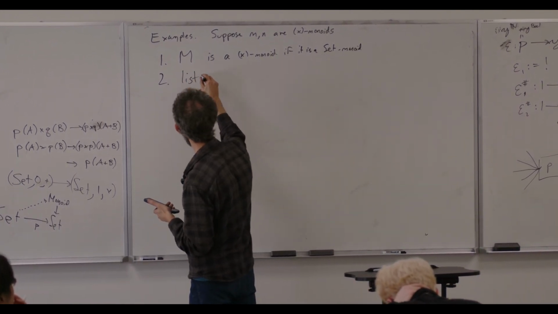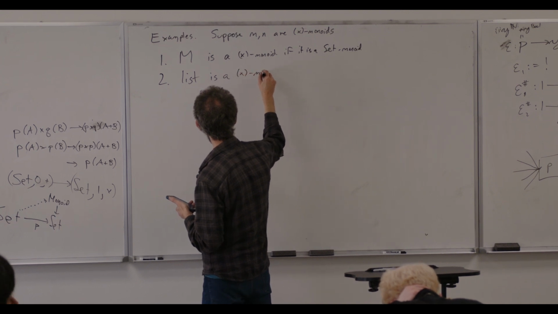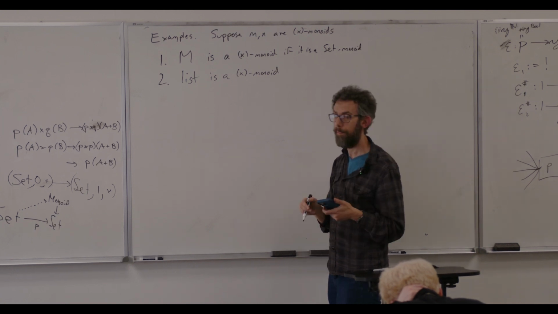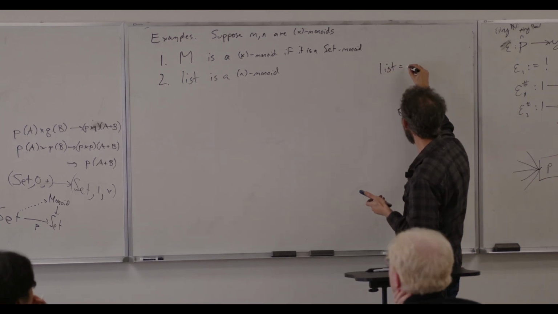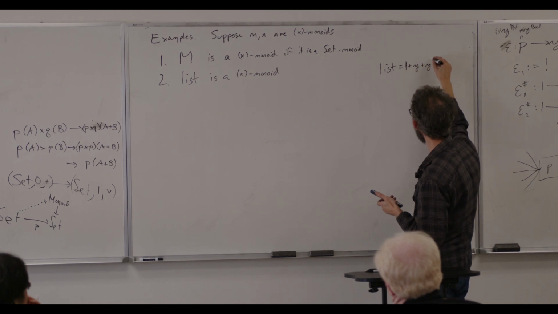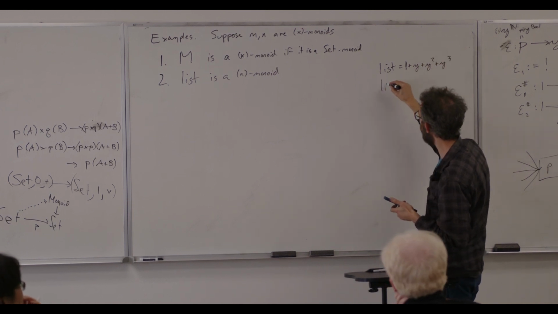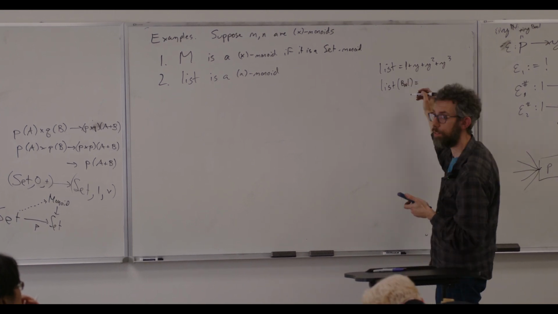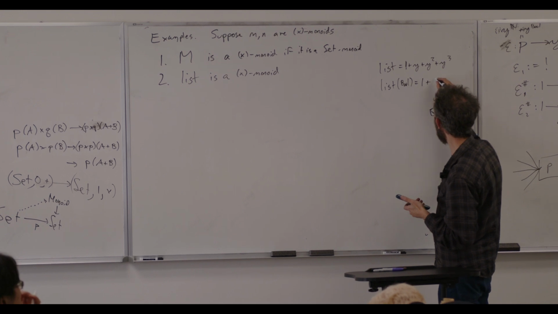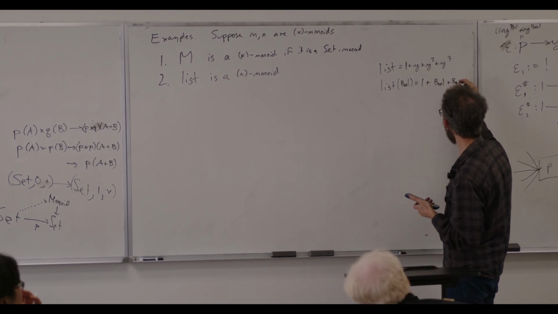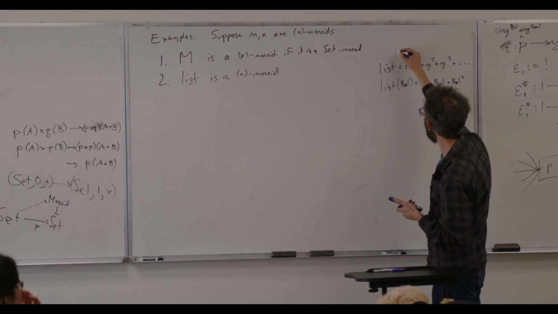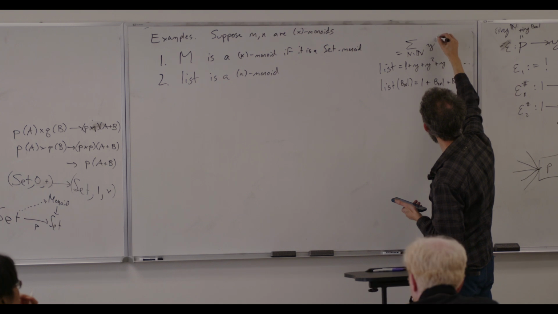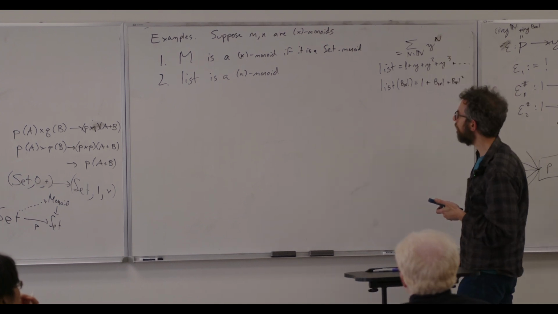List is a times monoid. What is list as a polynomial? Oh, right. List is the polynomial 1 plus y plus y squared plus y cubed. So list of bool is the set of all lists of bools. It's either an empty list, or it's a Boolean, or it's two Booleans. Yeah, it keeps going into infinity. So it's the sum over all natural numbers of y to that natural number. Okay. And that's a times monoid.